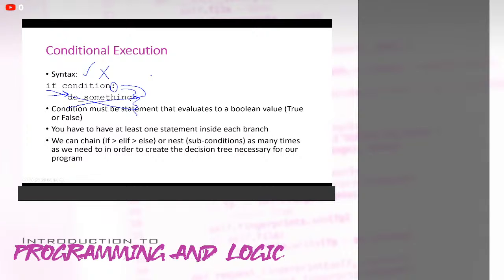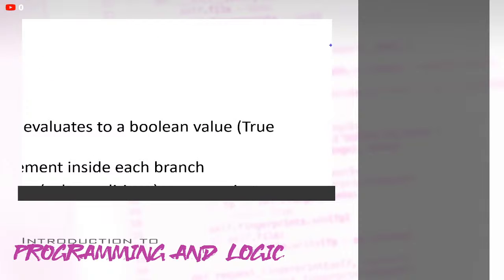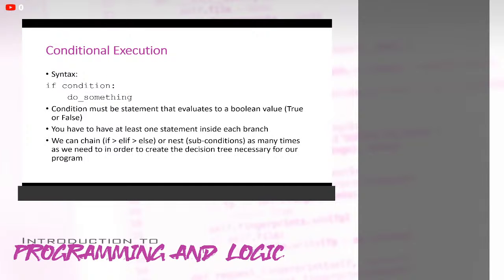And so we have to have at least one statement inside of each branch. So if we have an if statement, we have to have at least one little statement inside of that if condition. We can't just leave it empty, right? There has to be something in there that it will do if this condition is true.